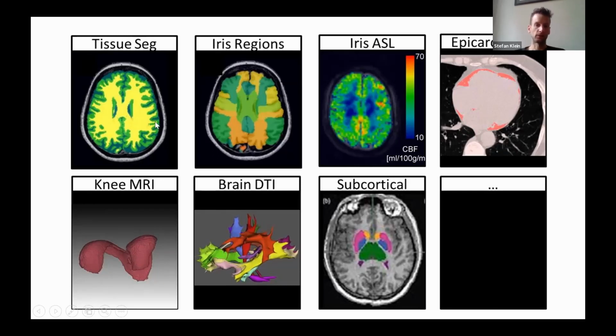run those pipelines again that provide tissue segmentation of brain structures, do some quantitative analysis of perfusion MRI, and here's an example of segmentation of knee MRI. So we are developing a portfolio of standardized biomarkers, you could say.